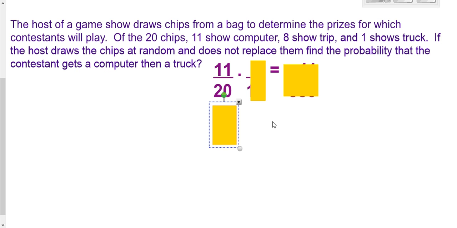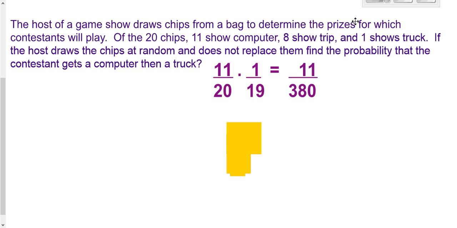Now, it's being followed by getting a truck. Well, something's been drawn out here, and it's not being put back. By the way, there's only one truck, but there's only 19 items left to choose from because we chose one out here, and we kept it. So then we multiply across the top, multiply across the bottom.